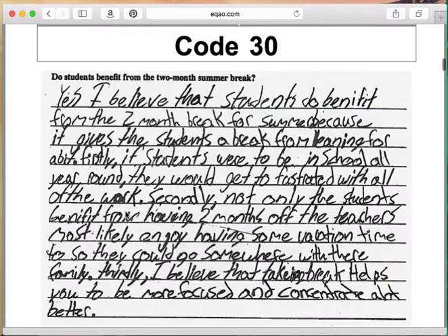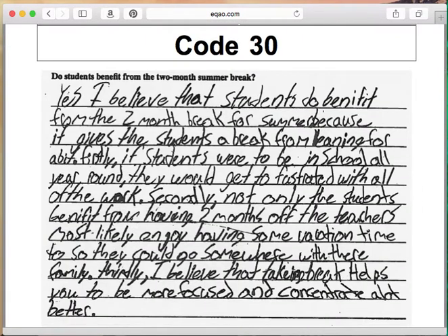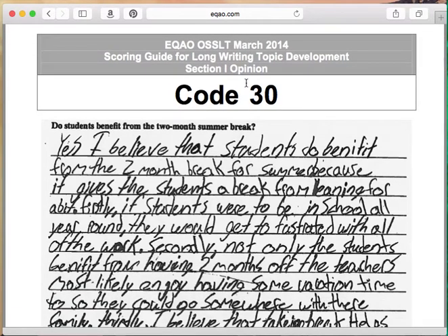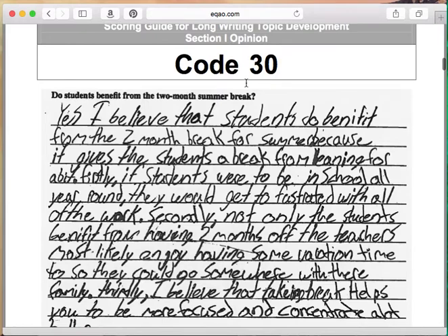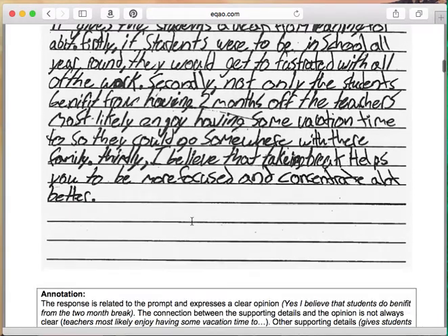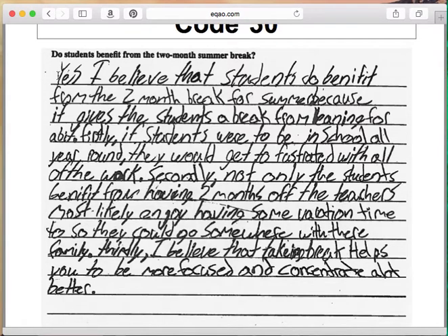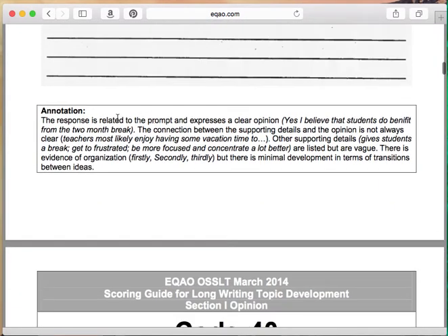This is a code 30. This is a 50%, 30 out of 60, but keep in mind that you have to score 75% on this test in order to pass it. You can see here in the code 30 that the student is still not providing enough writing. They need to fill 2 pages and are not. EQAO is happy because the response is related to the prompt and expresses a clear opinion.